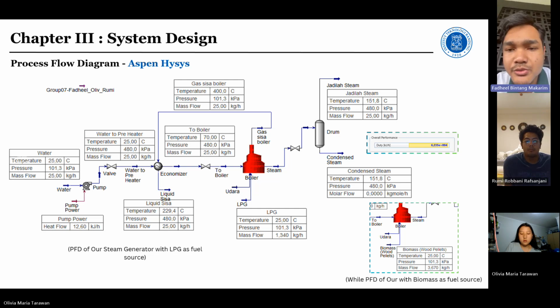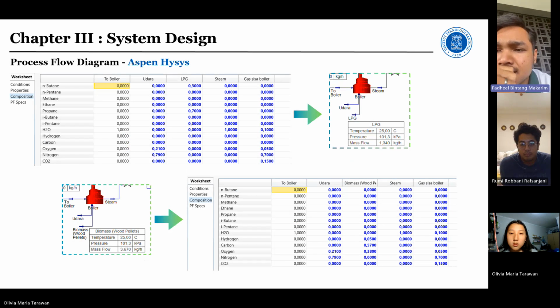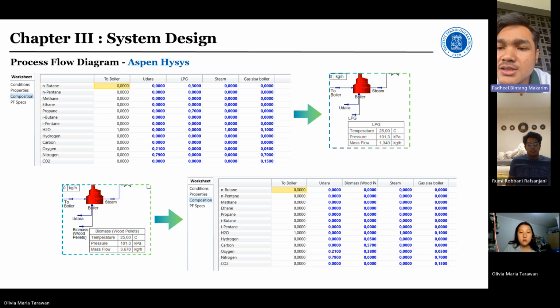The preheated water enters the boiler, and then the steam exits the boiler at a temperature of 151.8 degrees Celsius. The steam is then directed into a steam drum separator.